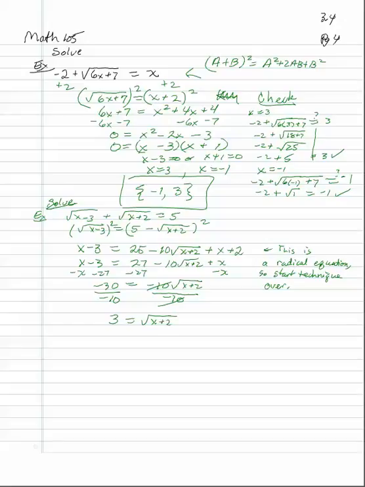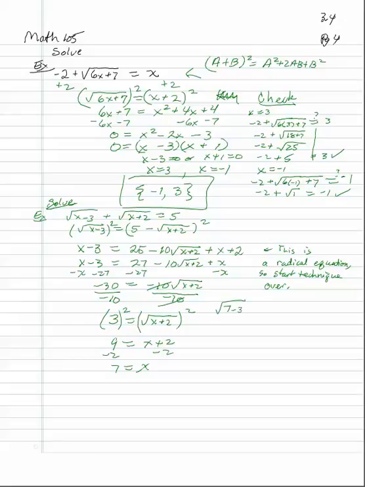Okay, so now we've isolated the radical. So do the power rule, square both sides. So we get 9 equals x plus 2. Subtract 2, x equals 7. And again, this is a possible solution, so we have to check it.